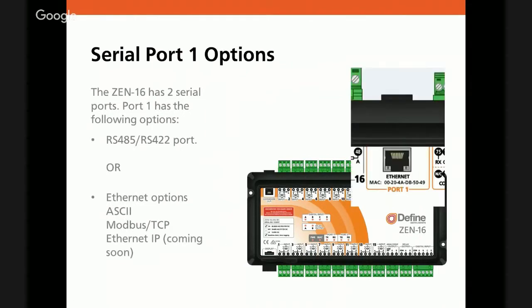Serial port 1 also comes with a separate option for an Ethernet port. Ethernet options can include ASCII mode Ethernet, Modbus TCP, and we'll soon be releasing an Ethernet IP version as well.